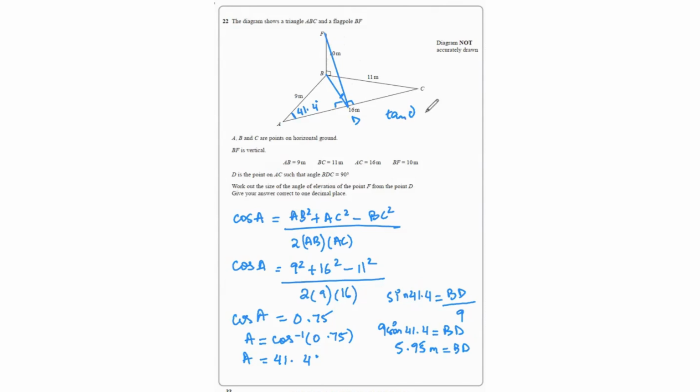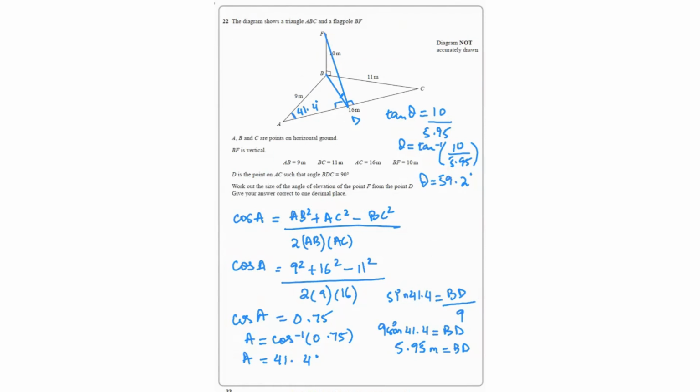So to find the angle of elevation, we have the opposite, we have the adjacent. So tan theta equals 10 divided by 5.95. Theta is going to be tan inverse of 10 divided by 5.95, which is 59.2 degrees. That is the angle of elevation of the point F from point D.